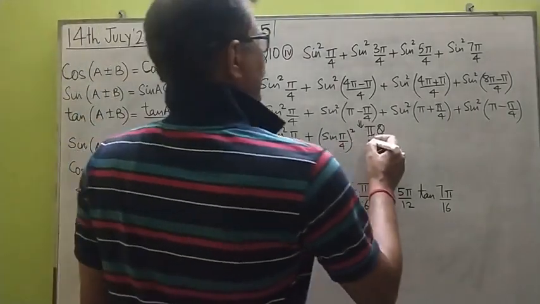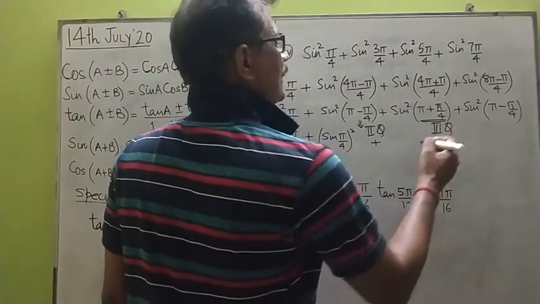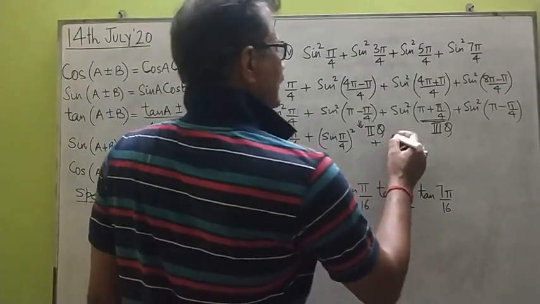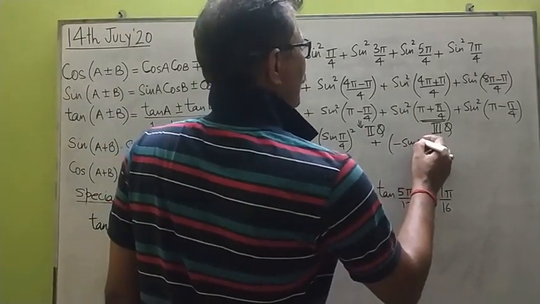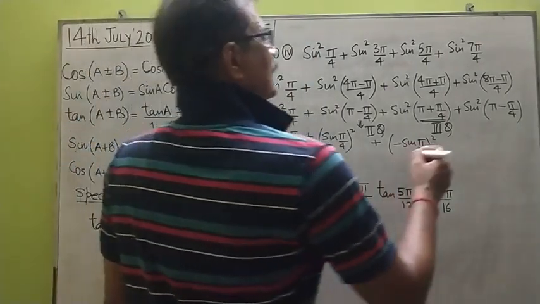Okay. Similarly, what about this pi plus pi by 4? Pi plus pi by 4 is which quadrant? Third quadrant, where sine is negative. So we'll write this as minus sine pi by 4 whole square. Correct? And then we have plus.